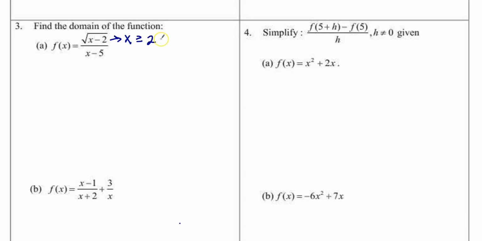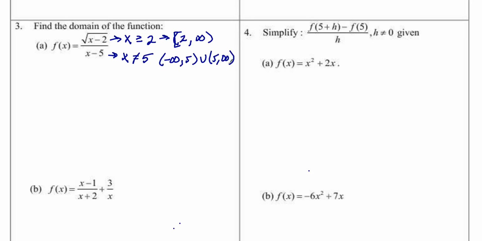So we can state the domain of the top as 2 with a bracket to infinity. Do the same thing for the bottom. For the bottom, we know that we just can't divide by 0. So what's going to make the bottom equal to 0? Well, that's just going to be the number 5. So that says x just cannot be positive 5. So that bottom one would actually be negative infinity to 5 with the union of 5 to infinity.